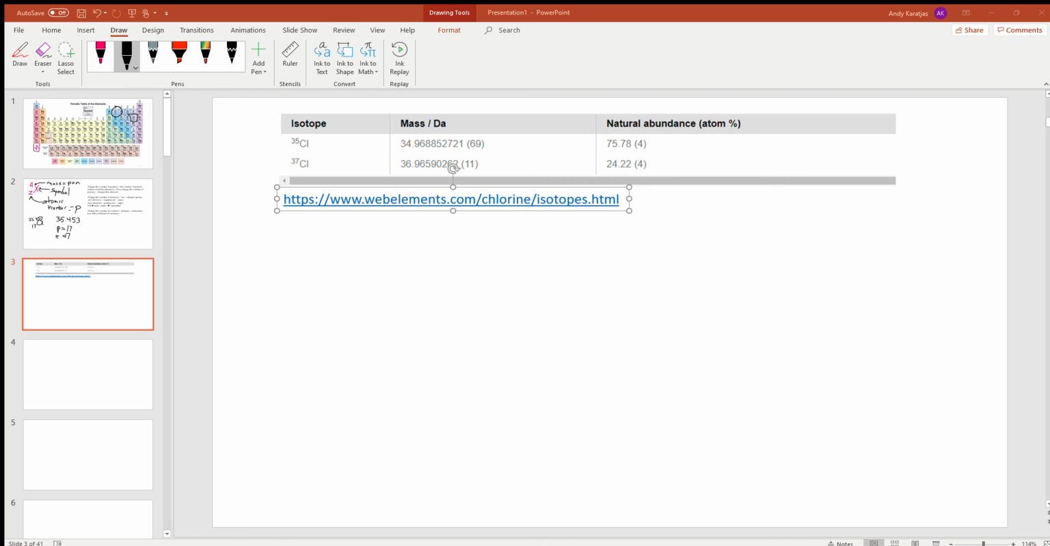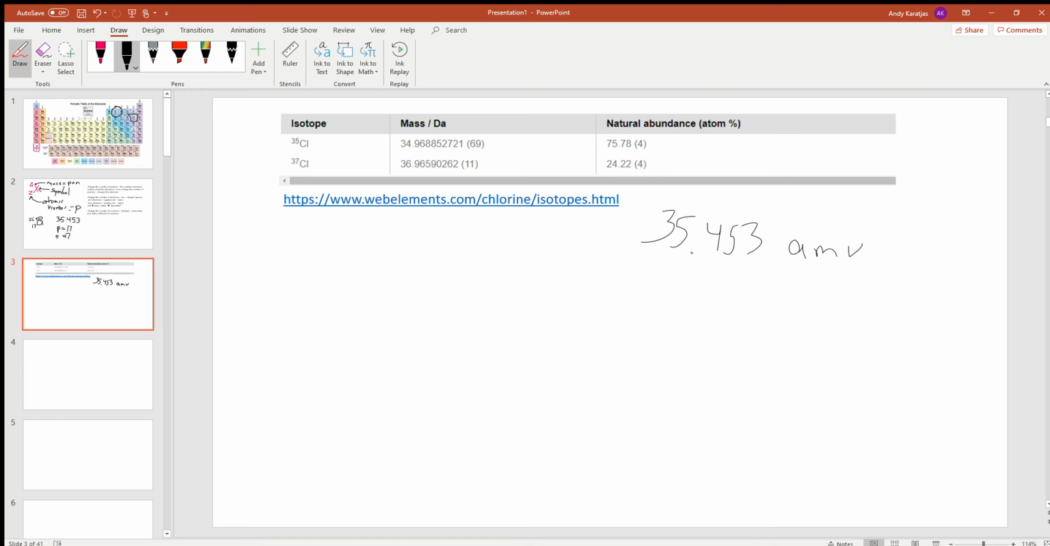But what you can see here, again, we want to remember that the mass for chlorine is listed on our periodic table as 35.453 AMU. So we can see that chlorine has two naturally occurring isotopes, one with a mass of 35 and one with a mass of 37.